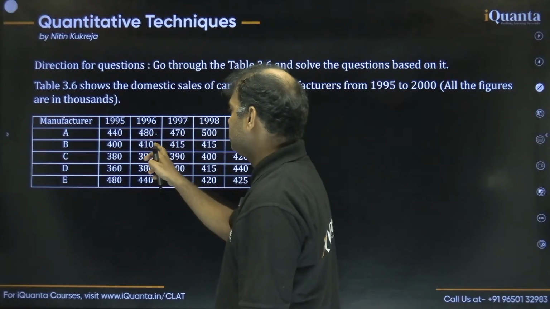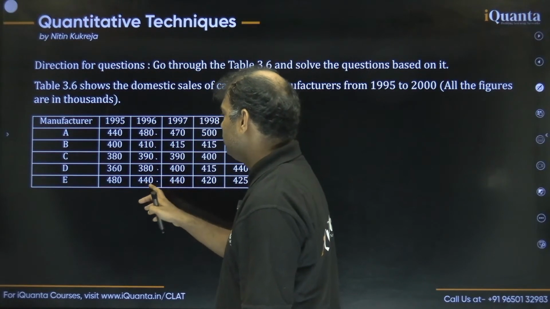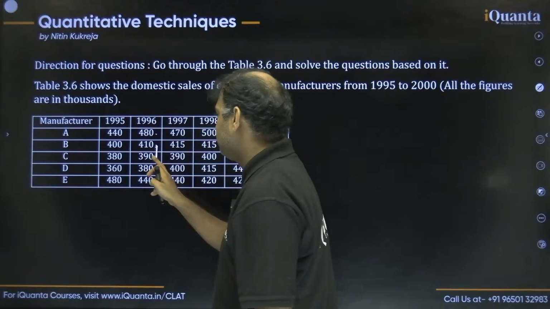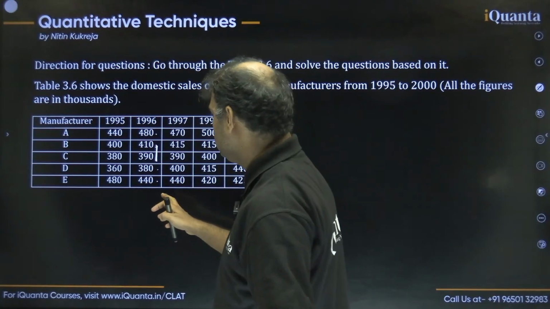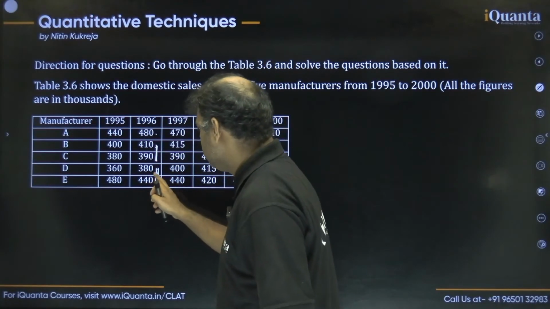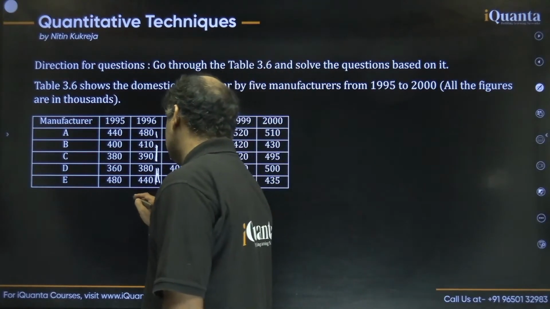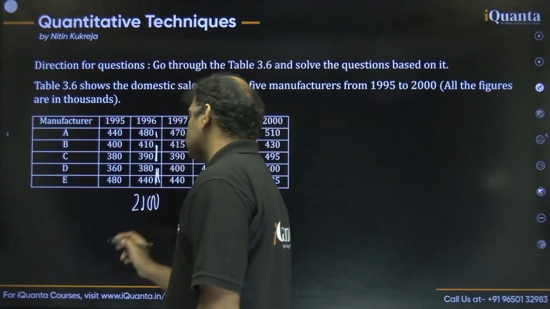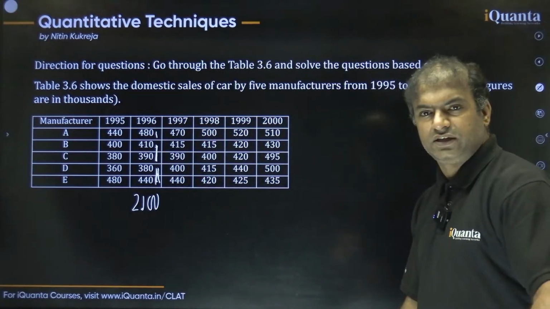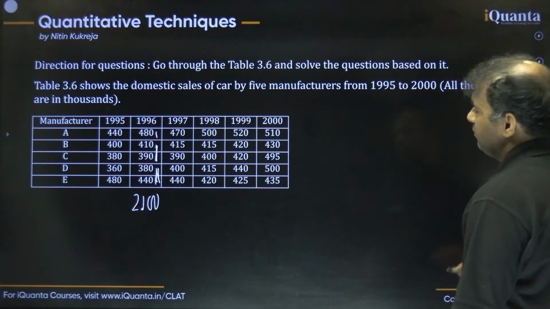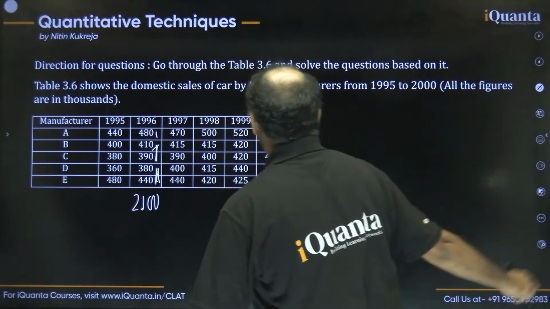So 480 plus 410 plus 390 plus 380 plus 440. 410 plus 390 gives you 800 first of all. It is 800. And this is 820, so 1620, 1620 and 80, 1700. 1700 and 400 gives you 2100. So in 1996, the total sales is 2100, we can say that. And manufacturer B has the sales 410.